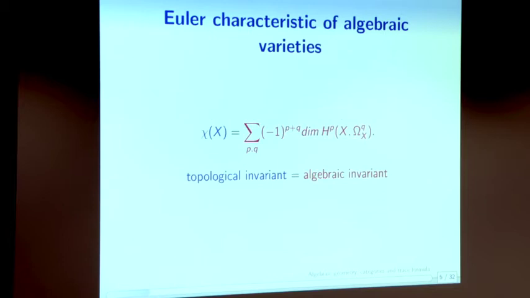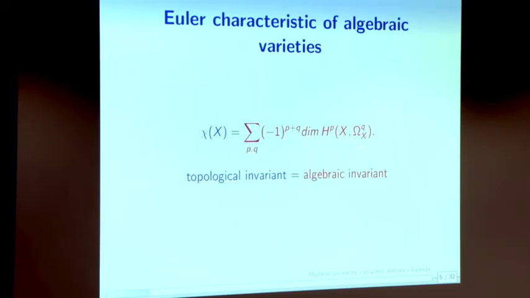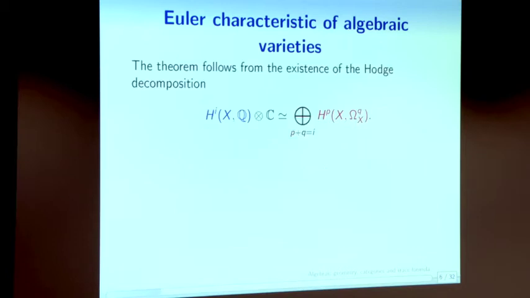Okay, if you want to understand why this formula is true, over the complex numbers there is an easy reason, which is the Hodge decomposition. So the cohomology of the space actually has a decomposition in terms of the cohomology of the differential forms. So if I compute the dimension of H^i, I get the sum of the dimensions of H^p(X, Ω^q), and it gives automatically this formula here. So Hodge theory gives you the formula about Euler characteristic.